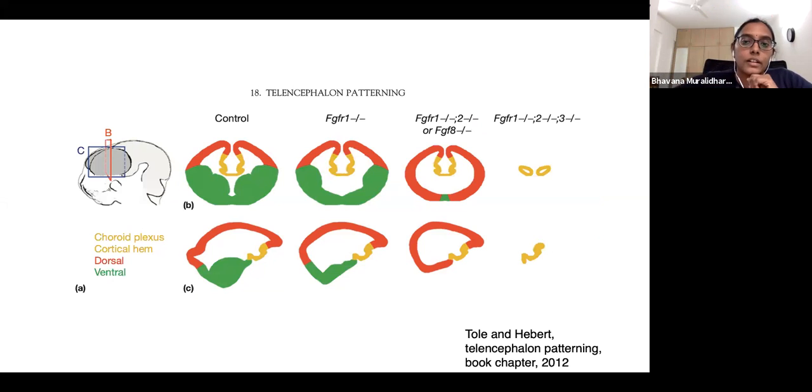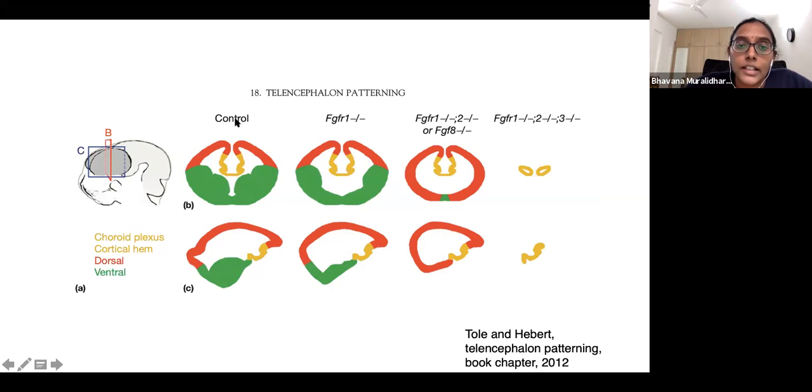in the dorsoventral axis, where FGFR receptors, again, this is the same FGFs, are also involved in the dorsoventral patterning. So the dorsoventral means the top of the head and the bottom of the head.